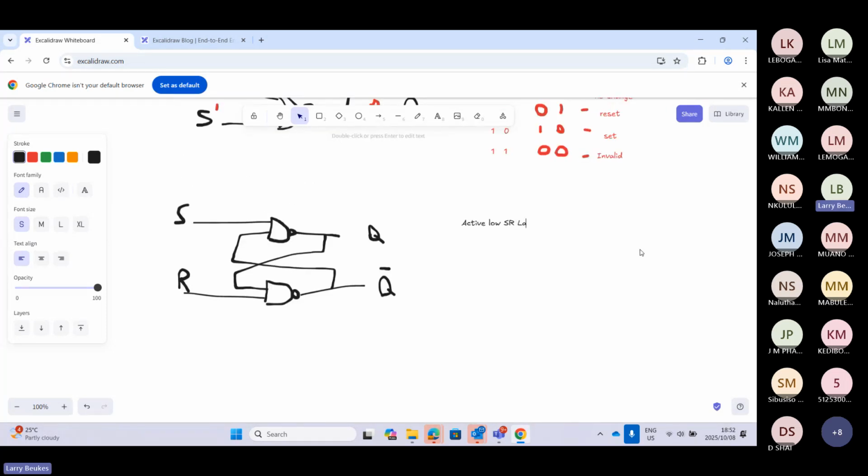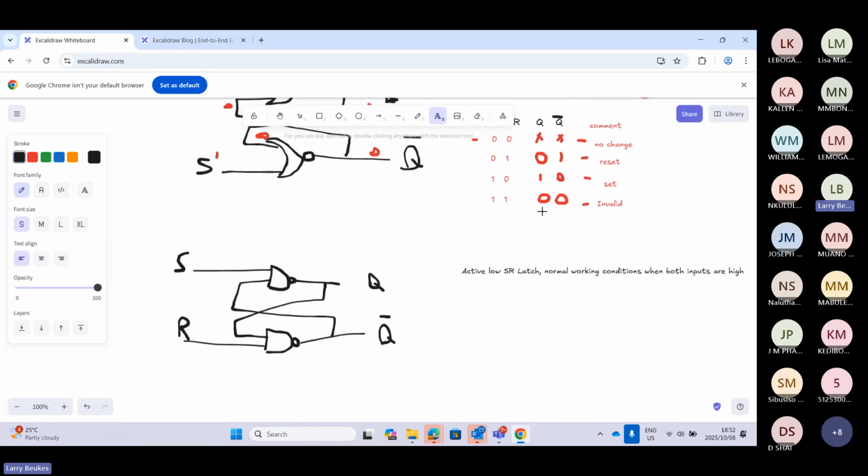Active low SR latch. Normal working conditions. So normal working conditions is when both inputs are high, right? All right, let's see if we are right. Quickly, let's just see if we are right. So normal working condition is when they are high. If we say 0, 0 here, it's going to give us invalid.